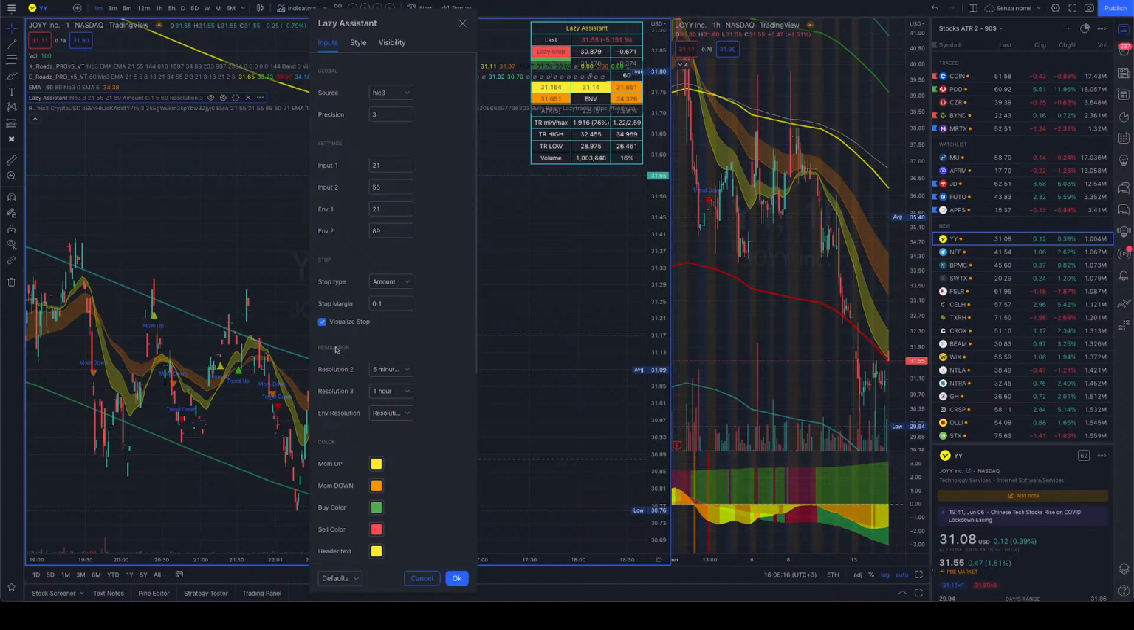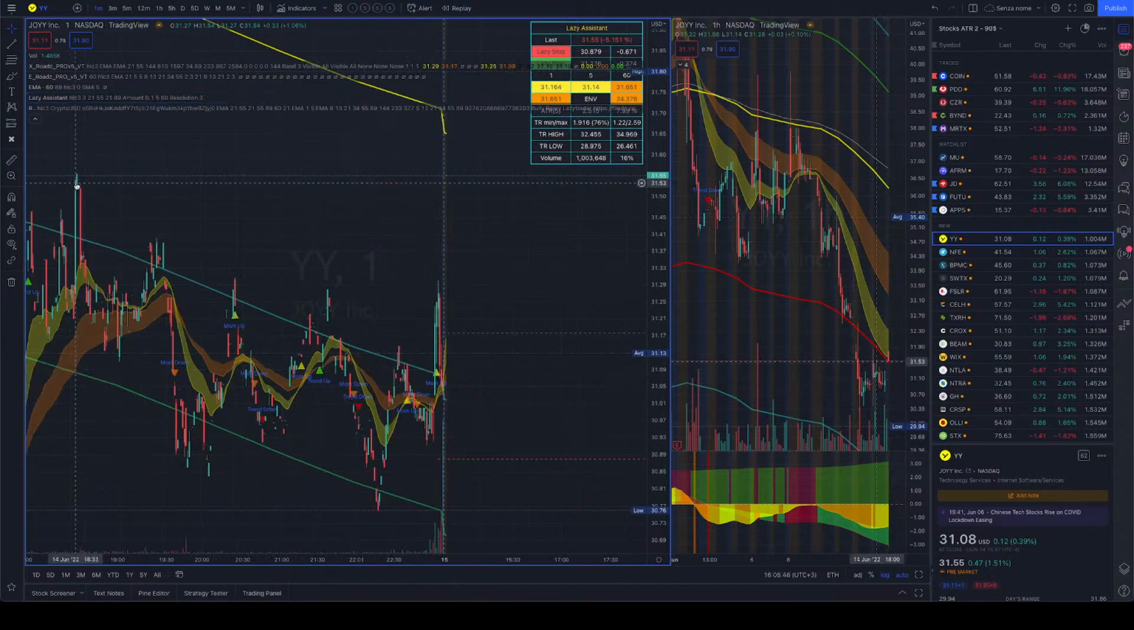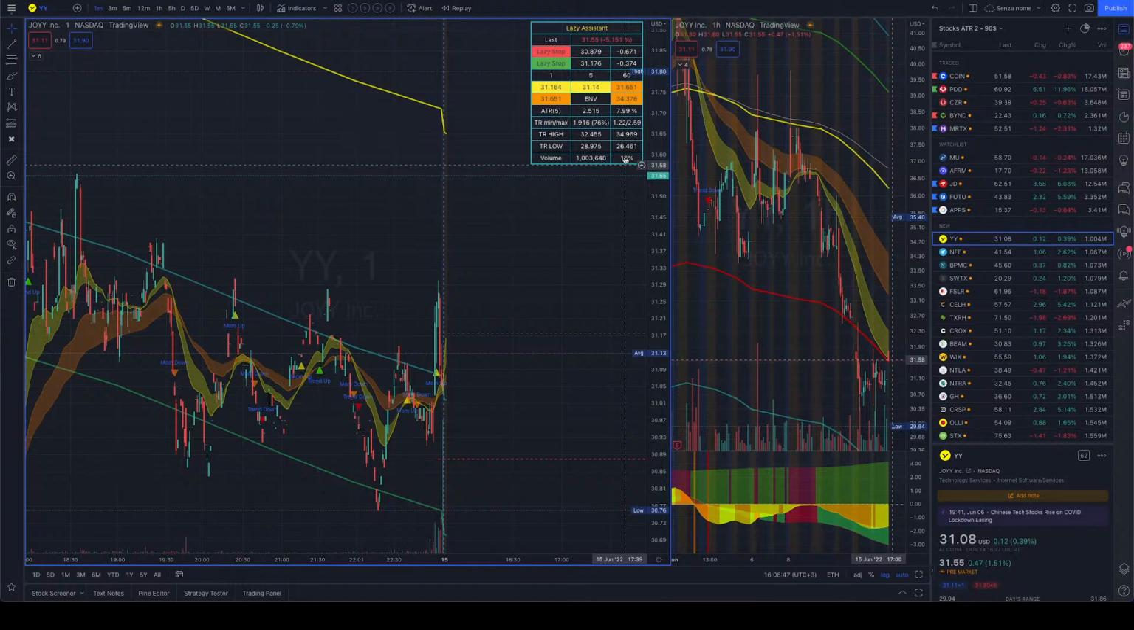And next, we have 3 resolutions that we're monitoring. The first resolution will be the present one, 1 minute. Next will be 5 minutes and 1 hour. And for the envelope, the next part will be monitoring the third resolution. That means 1 hour. So all these lines show us the 1 hour resolution.